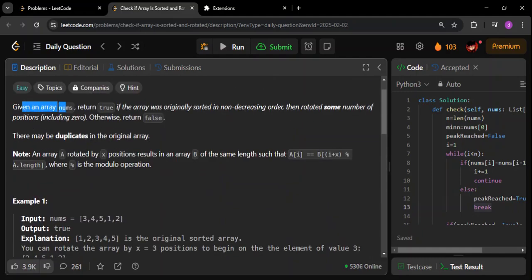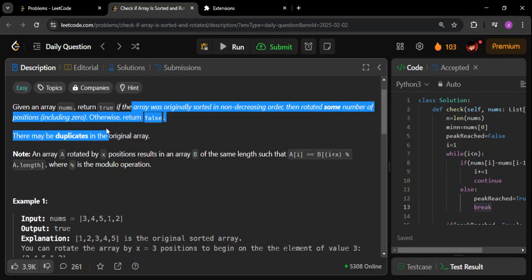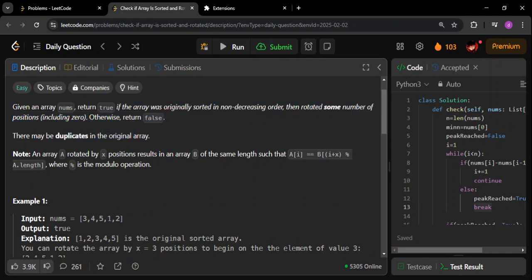Given an integer array nums, return true if the array was originally sorted in non-decreasing order, then rotated some number of positions. Okay, fine. First of all, we'll decode this whole thing one by one. First, what is the meaning of non-decreasing? If you see the input, something like this, it is increasing order, but why do they mention non-decreasing? Non-decreasing means that two adjacent values can be the same.